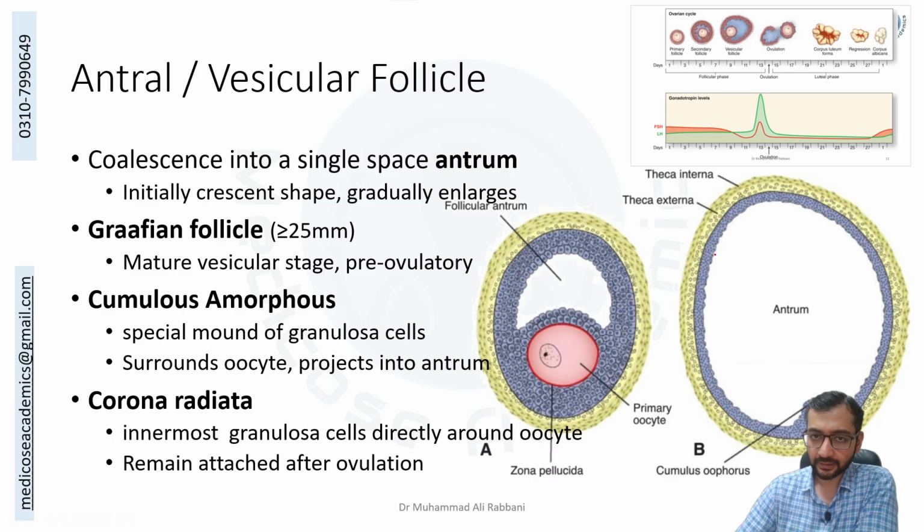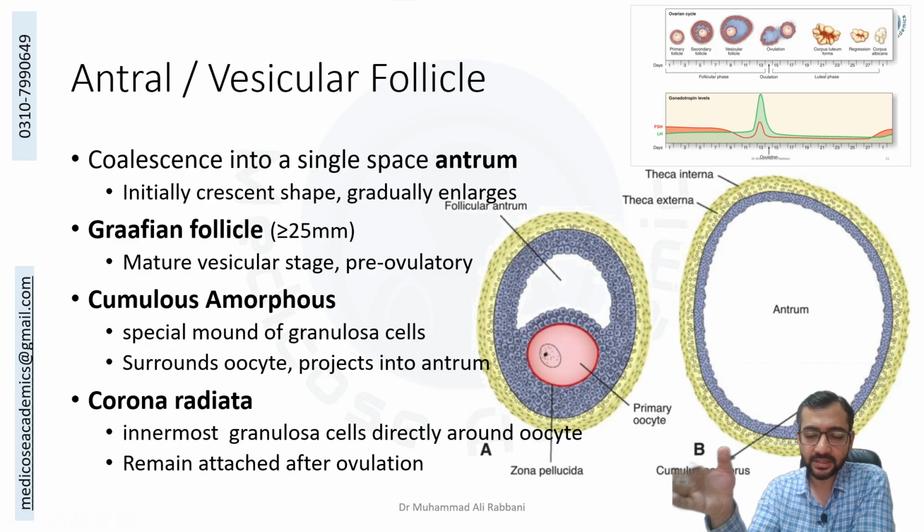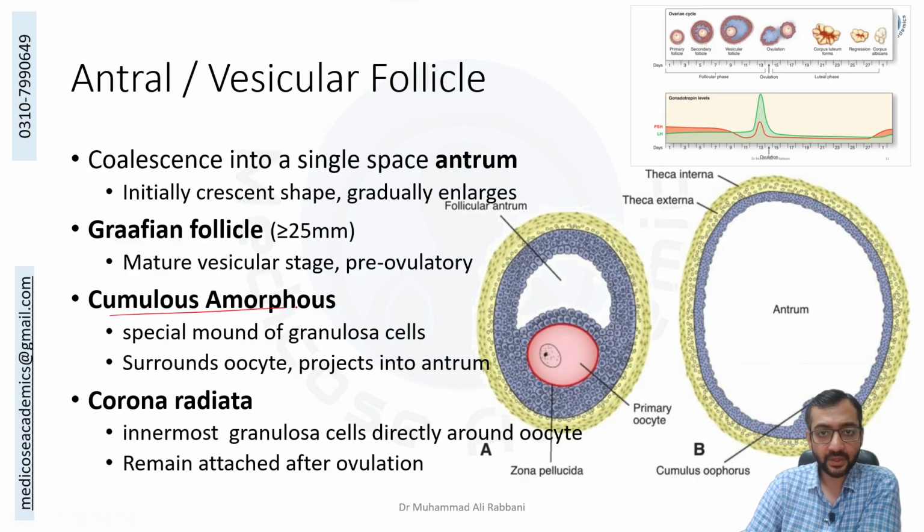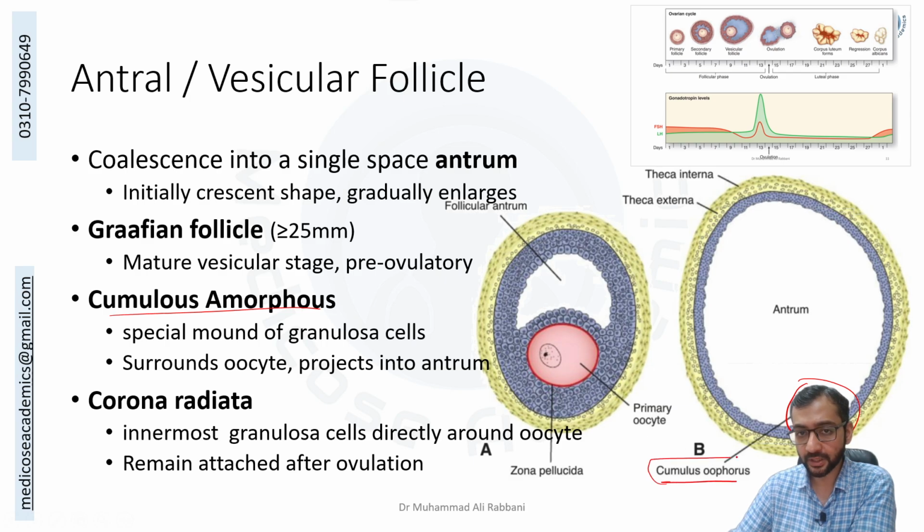Now, I told you the follicular surface epithelial cells change their name to follicular cells, and then to granulosa cells, and now I will introduce two more names for the same granulosa cells depending upon their location. So there is cumulus oophorus and corona radiata. As you can see, the granulosa cells around the ovum form a mound that projects into the antrum. So these cells as a whole are called cumulus oophorus.